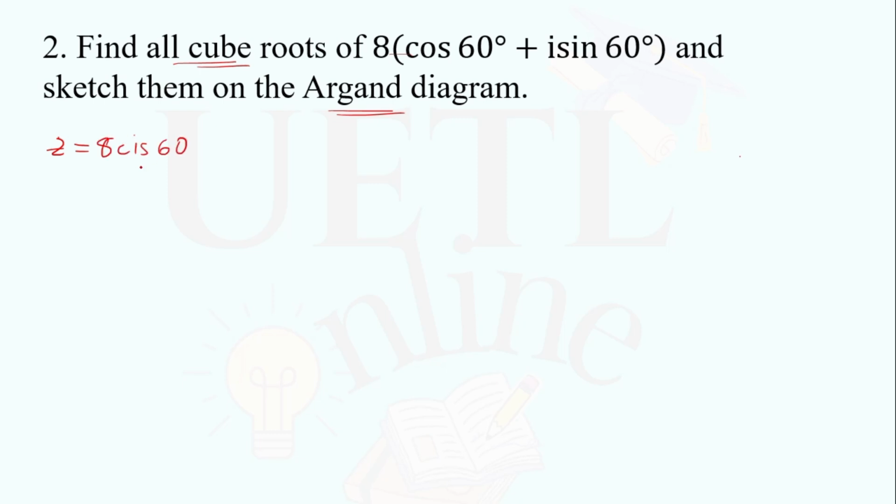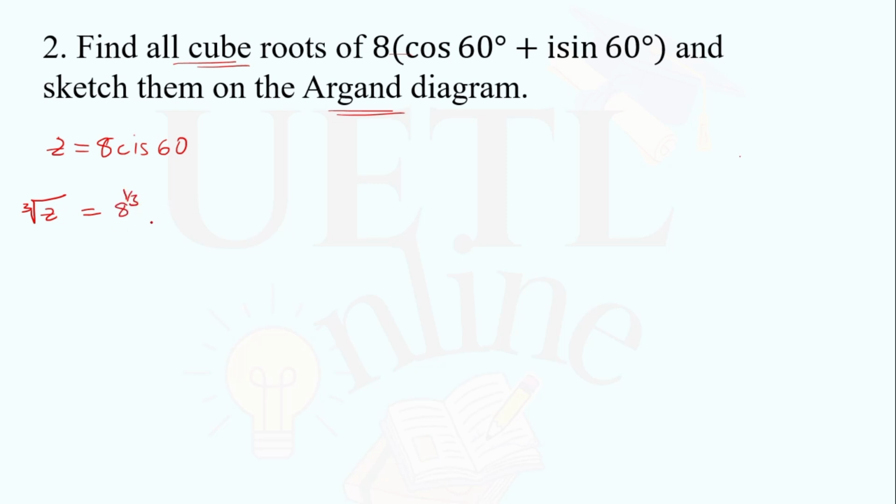Okay, so this is our complex number. I just took this and shortened it. Let's say it's z. The cube root means that you are finding the cube root of z. Finding the cube root of z, the first thing you have to do is take this modulus and say 8 to the power 1 over 3. This is the first step.